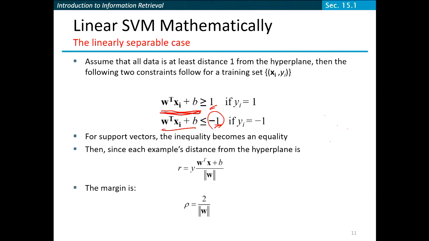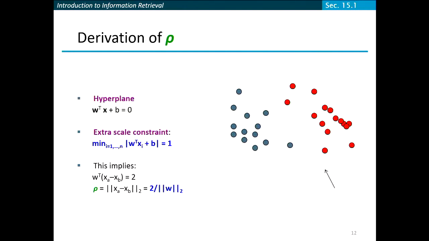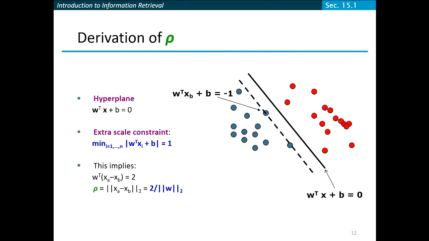Then we plug in the formula we derived before, and we can find that under this scenario, the margin is actually 2 over the norm of W. As I said before, the numerator is 2, but it's going to be a constant anyway. So our optimization problem, the actual derivation is stated here, but that's not the main problem.